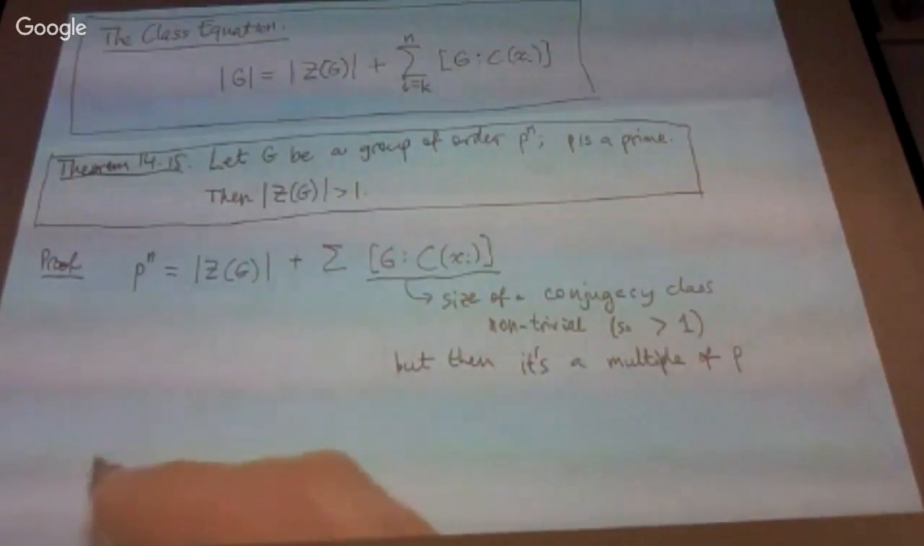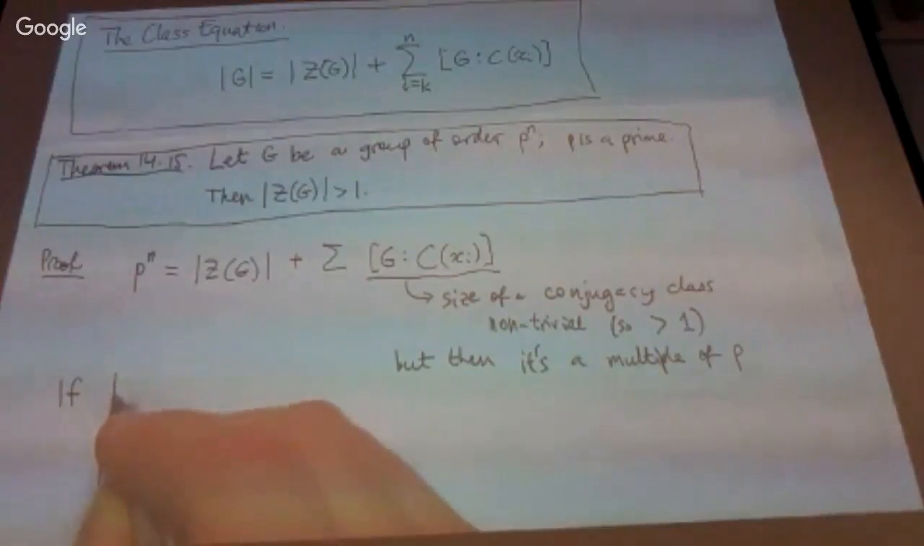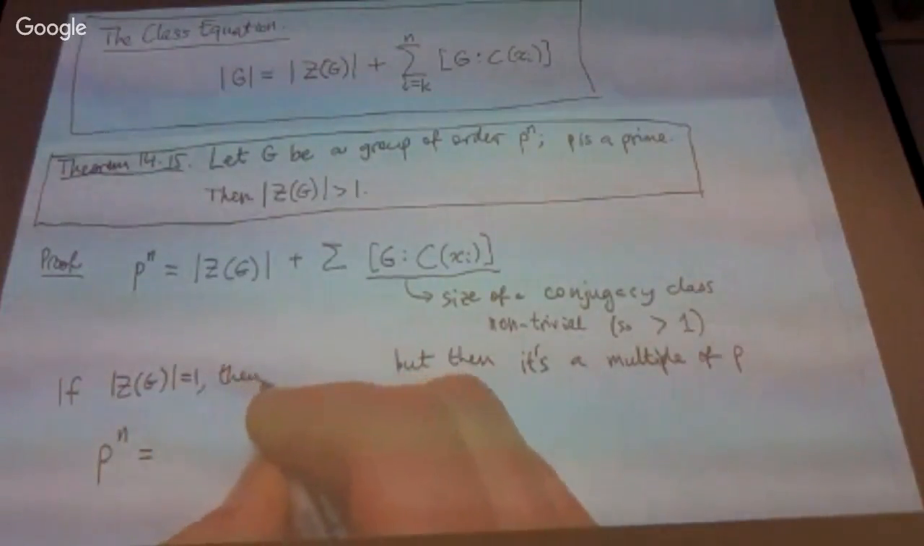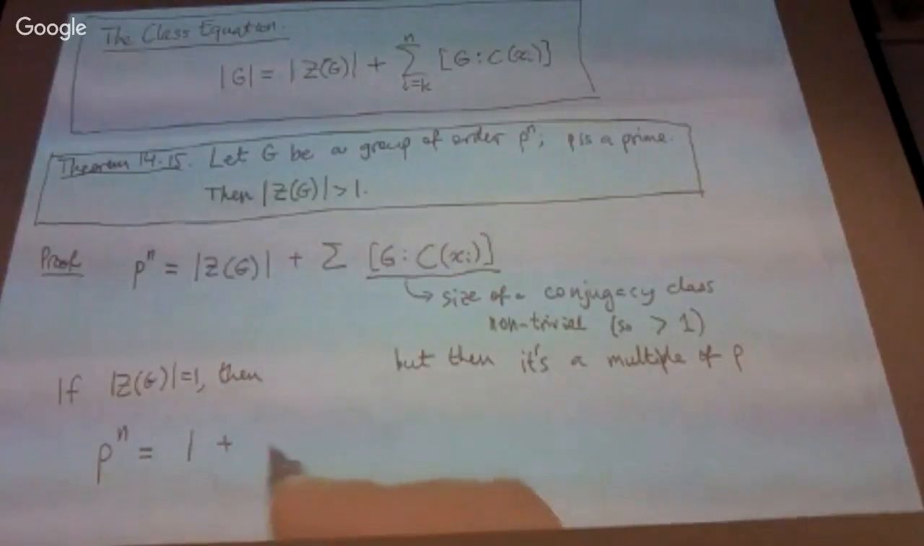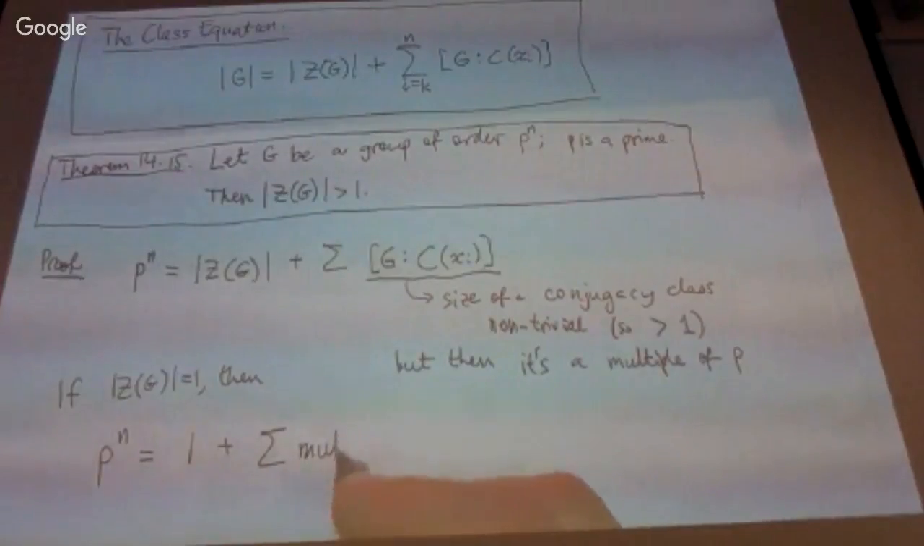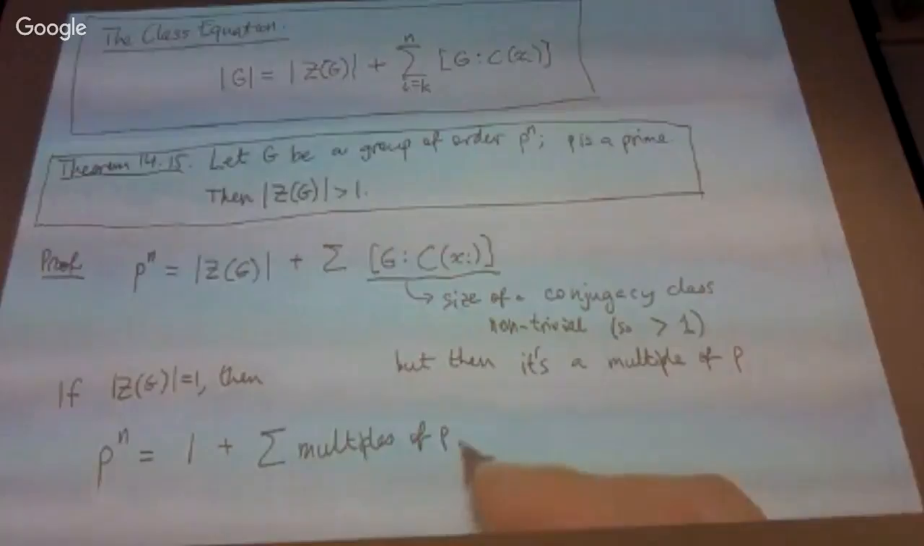So if the center actually was equal to 1, then p to the n would be 1 plus a sum of multiples of p, which is not possible.